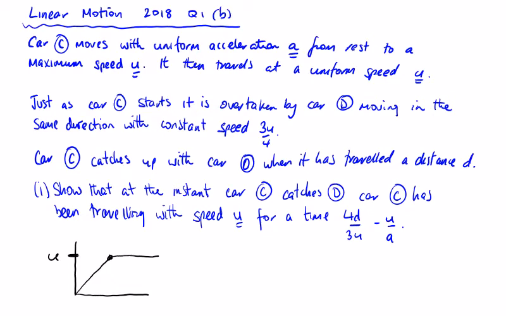Just as car C starts, it's overtaken by car D, moving in the same direction with constant speed 3u over 4. So the distance traveled at any time by car D is just constant speed, so there's no acceleration. S would just be equal to ut. This half at squared part, well, A is 0. So it's just S is equal to ut for D.